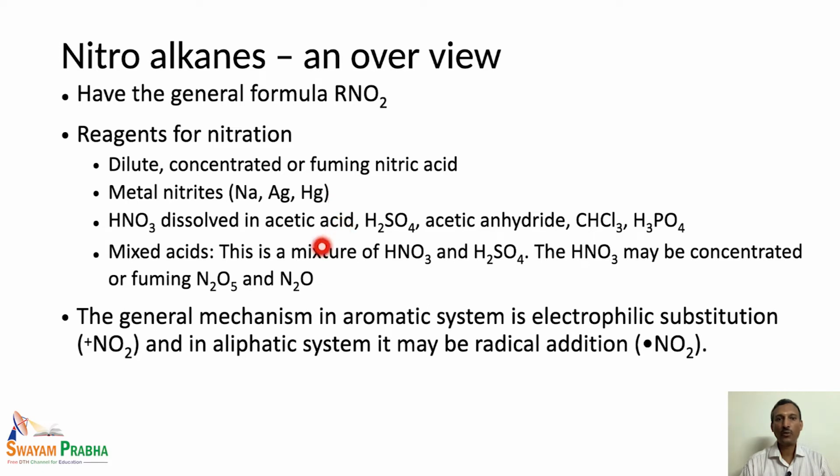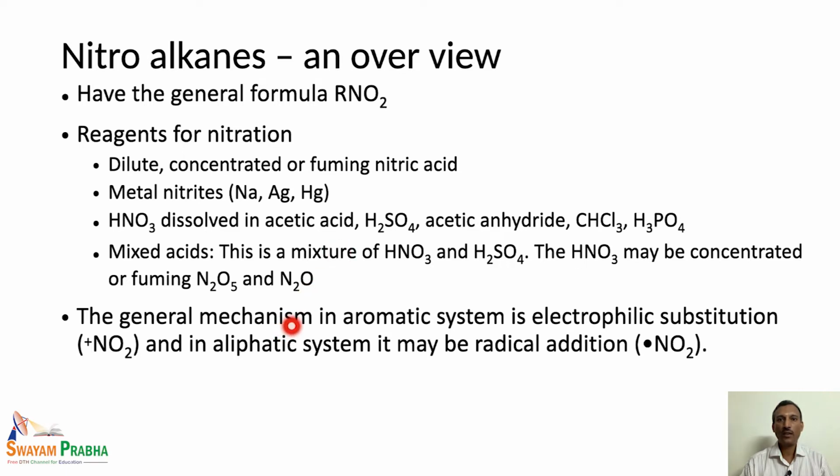We can also use a combination of nitric acid with other acids like acetic acid, sulfuric acid, acetic anhydride, or in solvents like chloroform, etc. And we also have mixed acids where the mixture is basically nitric acid and sulfuric acid. The nitric acid we may be using may be concentrated nitric acid or fuming nitric acid, N2O5 or even N2O. So these are all the various nitrating agents, and when we go through many of the syntheses for nitro compounds, we will be looking at each reagent separately.